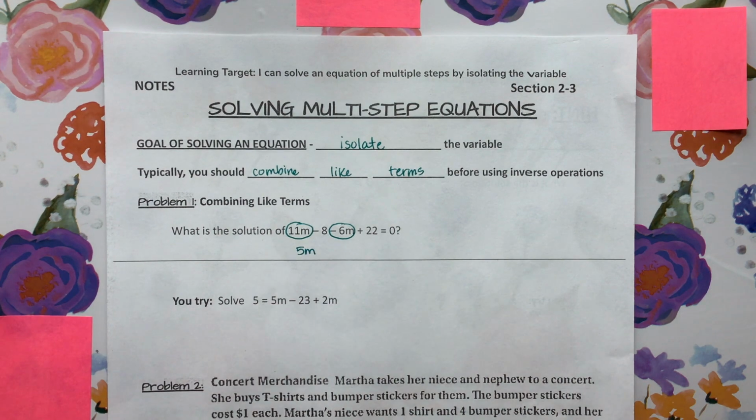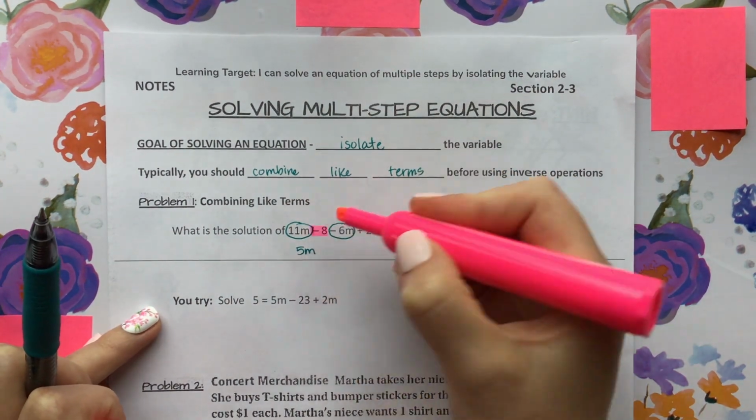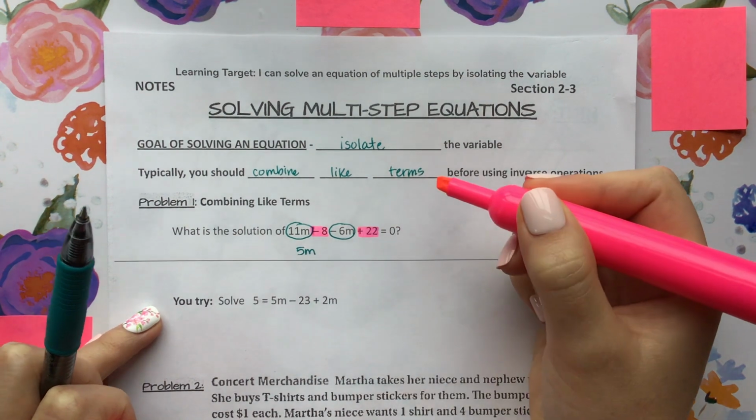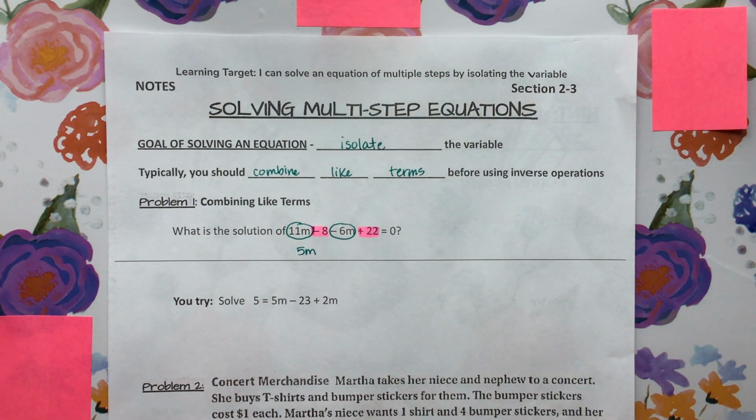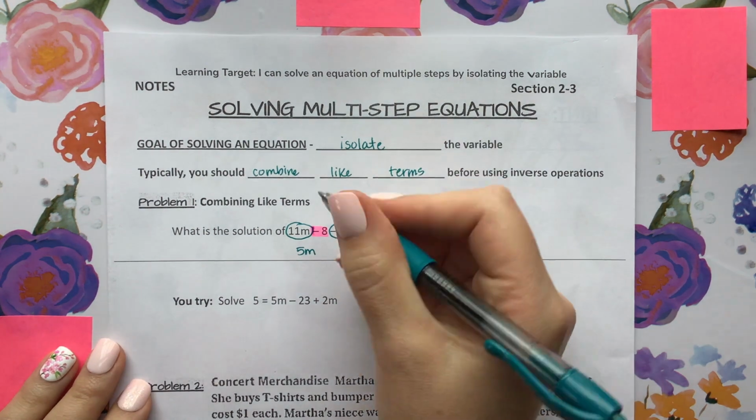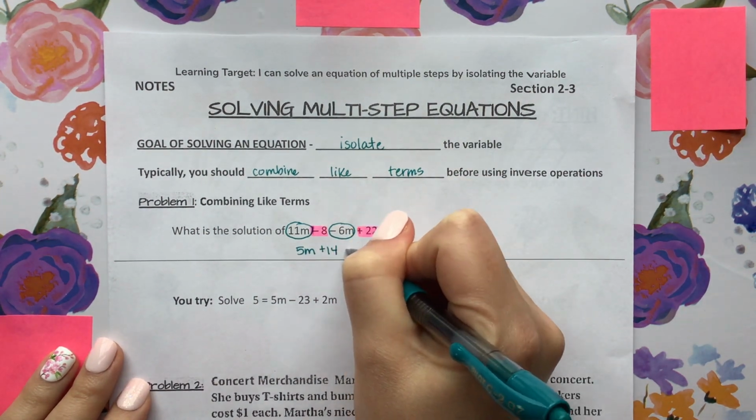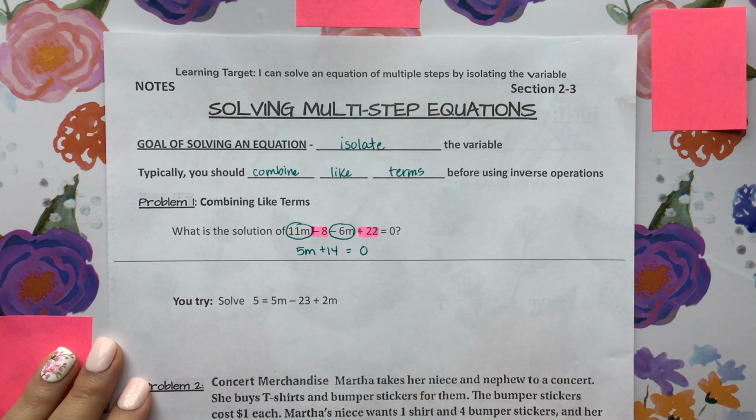Then I'll highlight it in different colors so you can see it. I have negative 8 and positive 22. So now I have negative 8 plus 22, or you can think of it as 22 minus 8. That's the same thing. So that's going to be plus 14. All that's equal to 0 still.